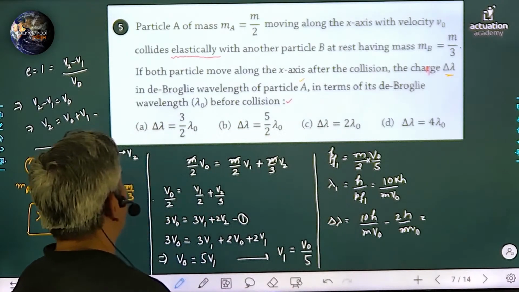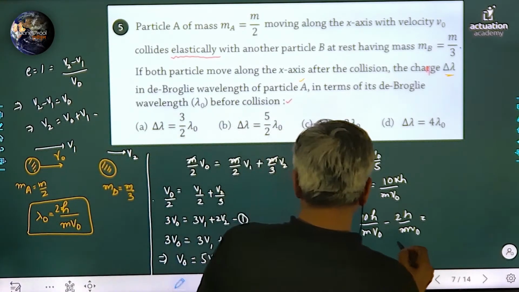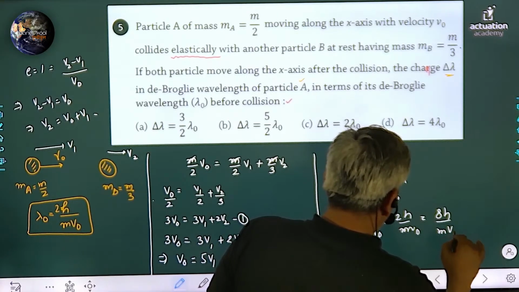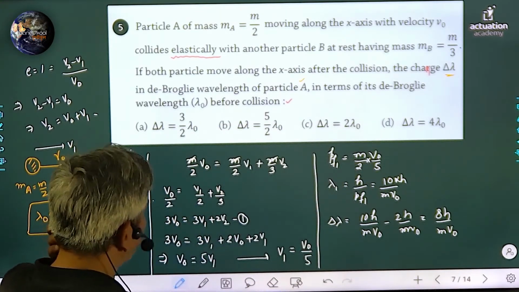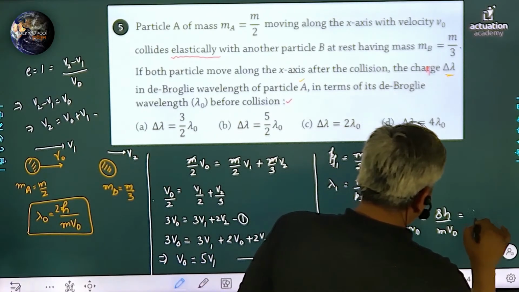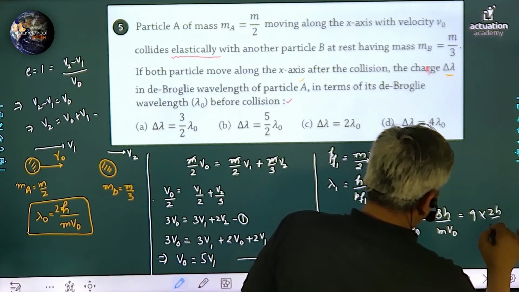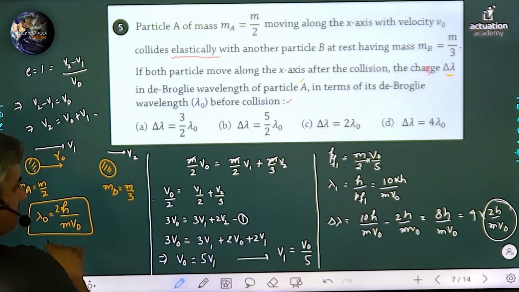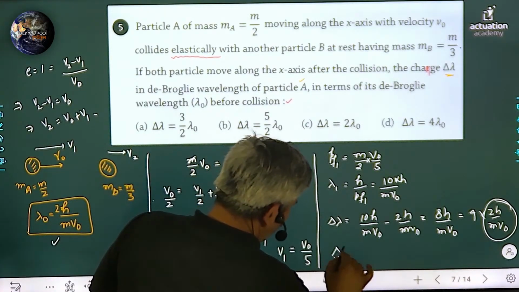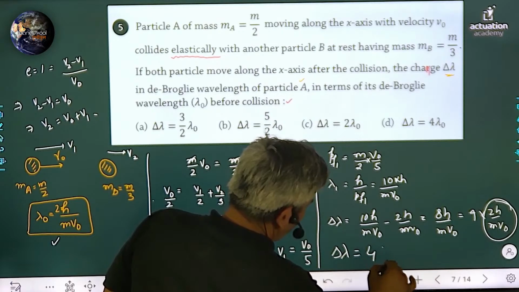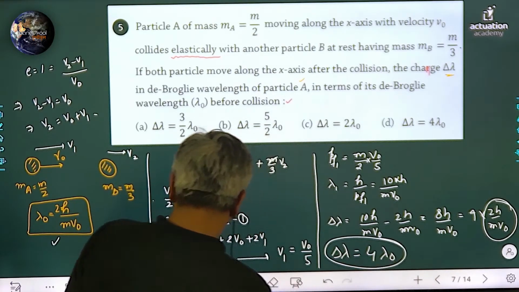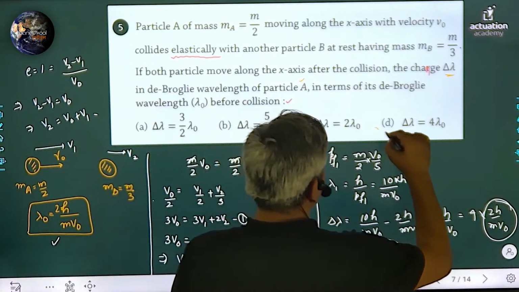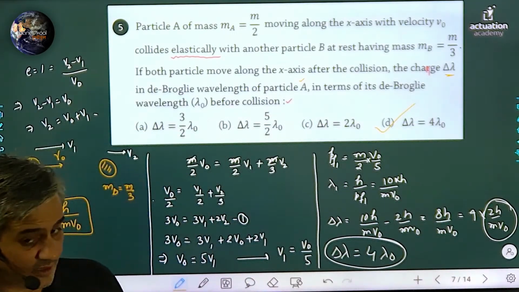That will give us 8h by mv0. Now this can be written as 4 times of 2h by mv0, and 2h by mv0 is nothing but lambda naught. So delta lambda can be written as 4 times of lambda naught. So out of the given options, option D matches the calculations. So option D is the right option here.